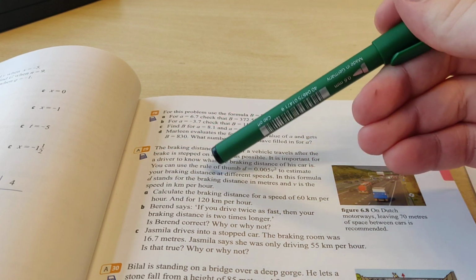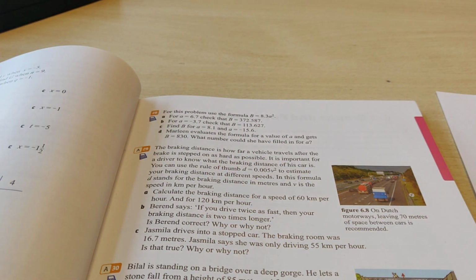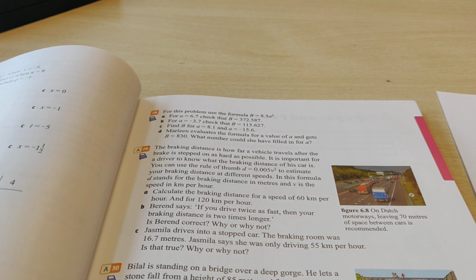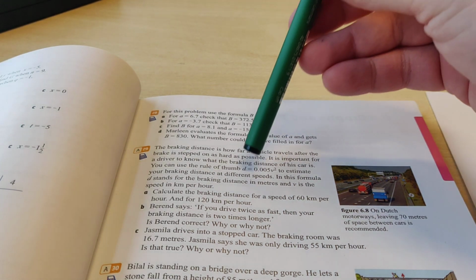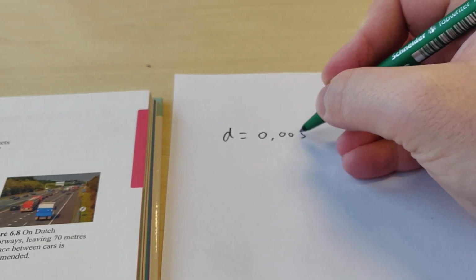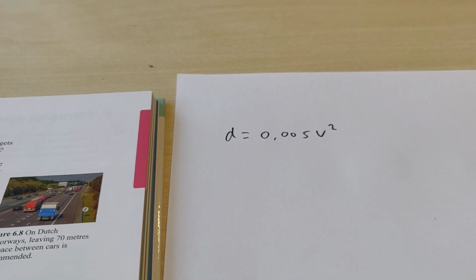And D stands for the braking distance in meters, so how many meters you need to come to a standstill, and V is the speed or the velocity in kilometers per hour. Alright, so we need to use this formula. On this paper here, I'll just write down the formula. It was D equals 0.005 times V squared. So now we can use it.